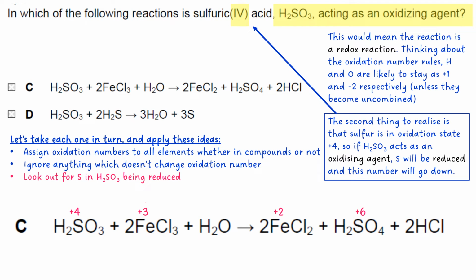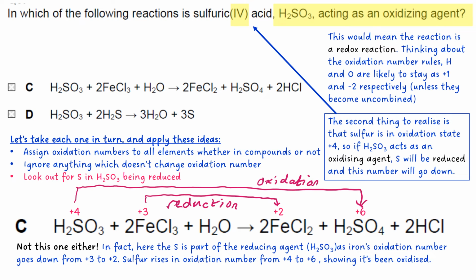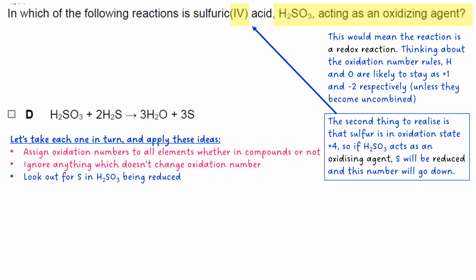So if we now think about anything happening to sulfur, it's not this one either. It's a more subtle reason, though. And if we do a little bit of working, you can see why. The sulfur is actually being oxidized. So that means, in that case, it must be acting as a reducing agent. We want it to act as an oxidizing agent. So this is not doing what we want either. Okay, so by process of elimination, we can see that it's D.